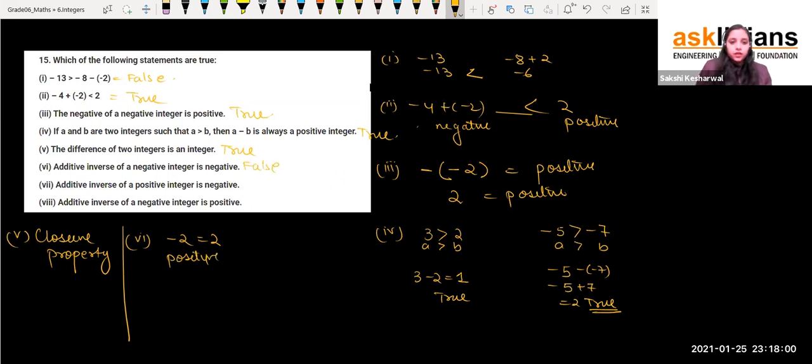Now it says that the additive inverse of a positive number is negative. Yes, it's true, because the additive inverse of a positive number 2 is minus 2, right? So it's true. Now the additive inverse of a negative integer is positive. Yes, this is true.